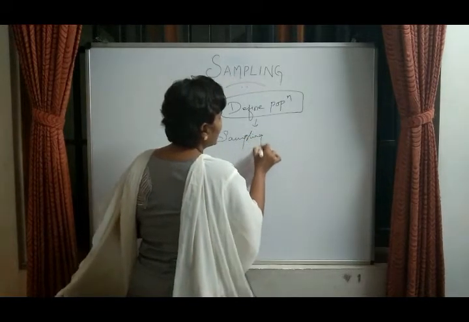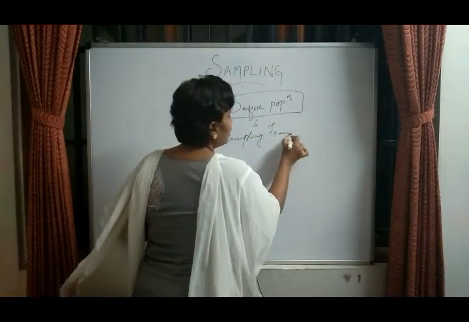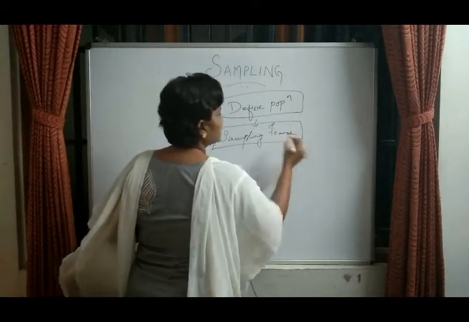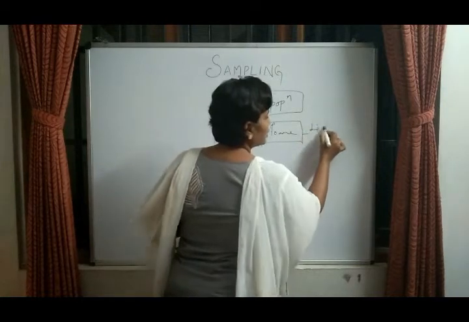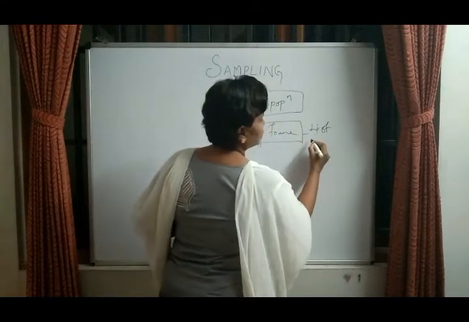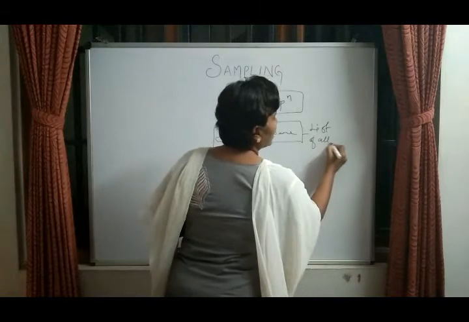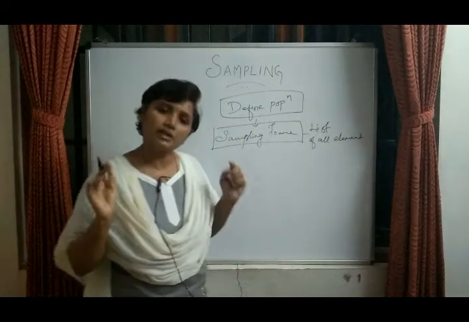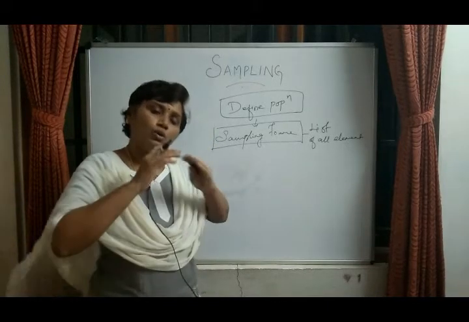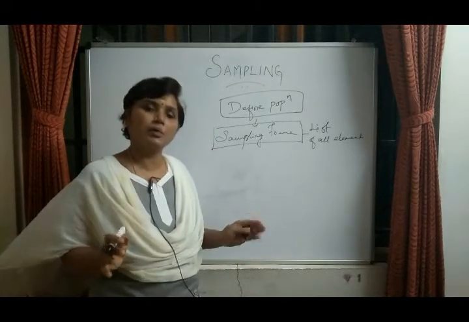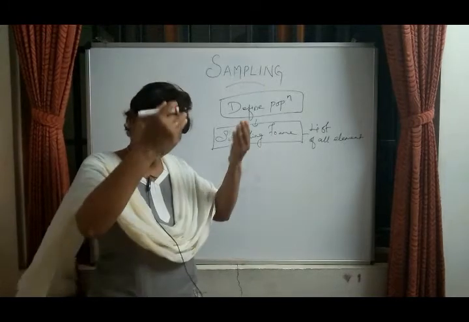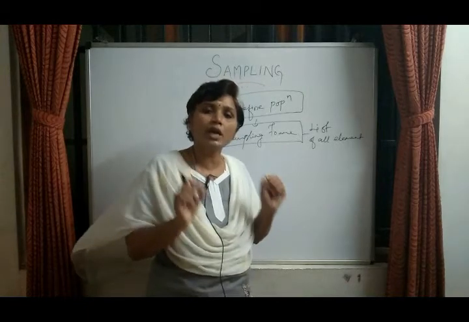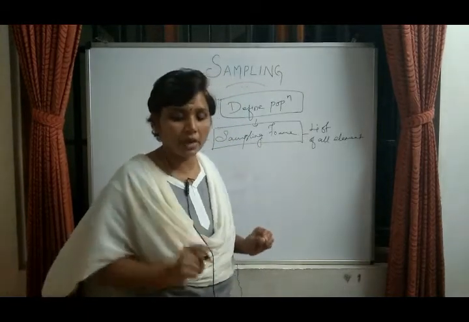Sampling frame. By frame, I mean we have to get the list of all elements, the list of people. That is called the frame. Elements, for example, if you are considering a textile company, the people who are working in the textile company are considered as elements. So we have to get the whole list without skipping any person. We have to make a list, that is called the sampling frame.